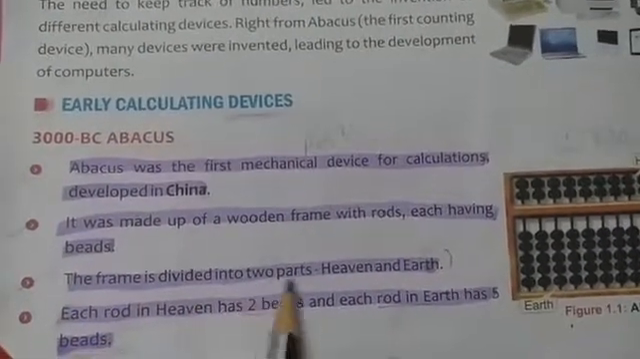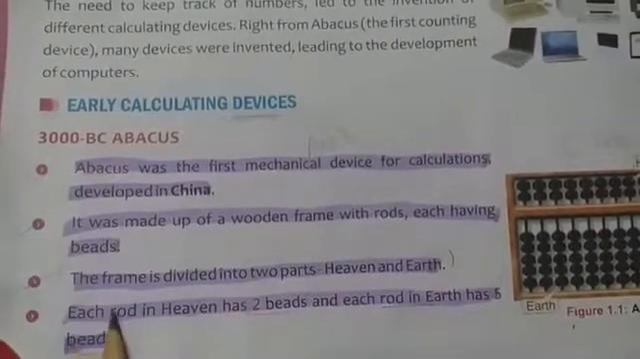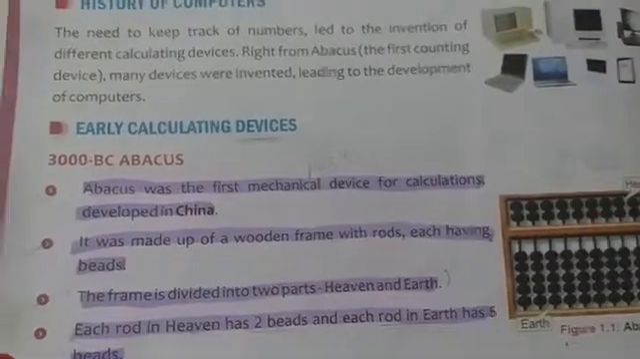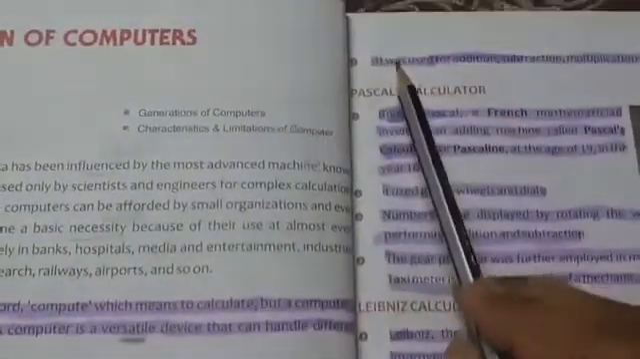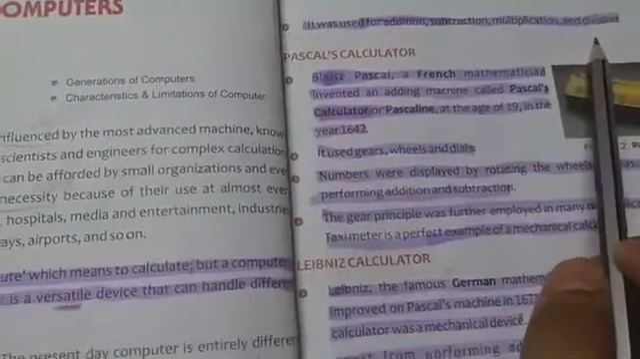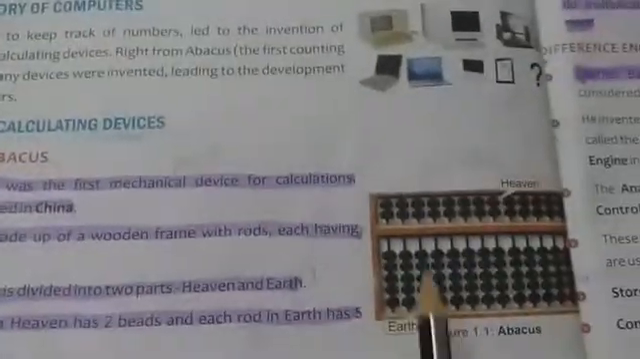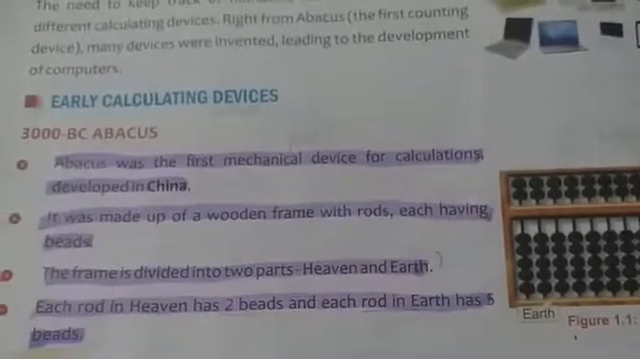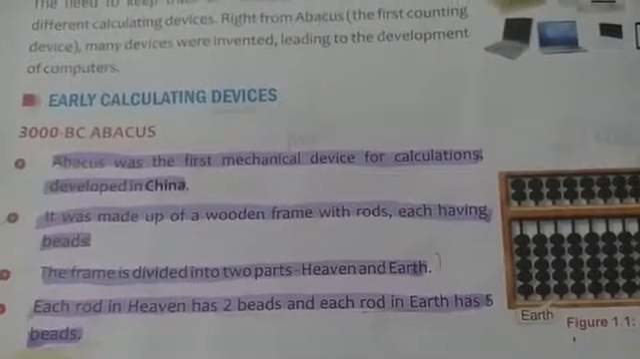So the frame is divided into two parts, heaven and earth. Each rod in heaven has 2 beads and each rod in earth has 5 beads. So it was used for addition, subtraction, multiplication and division. So in the abacus there were 2 parts. The first part, that is the upper part, is called heaven, and the downside part is called earth. In the heaven part there were 2 beads and in the earth part there were 5 beads, and it was capable of performing only simple calculations: addition, subtraction, multiplication and division.